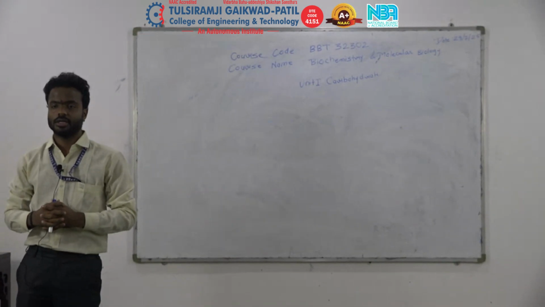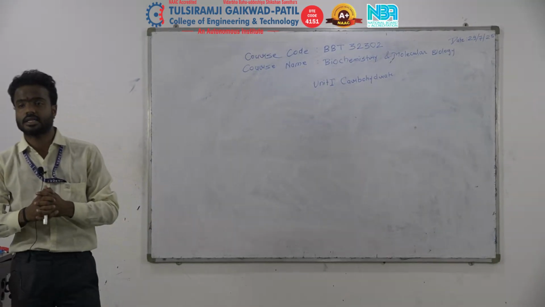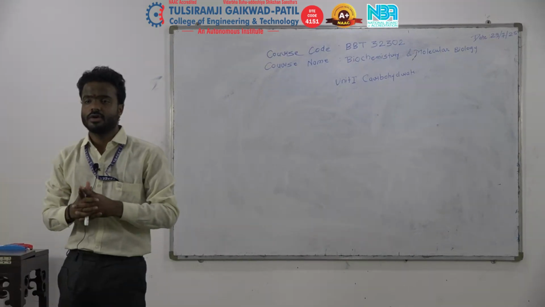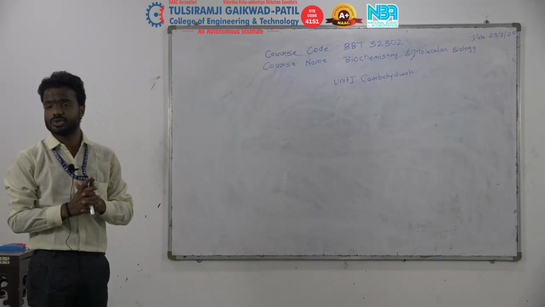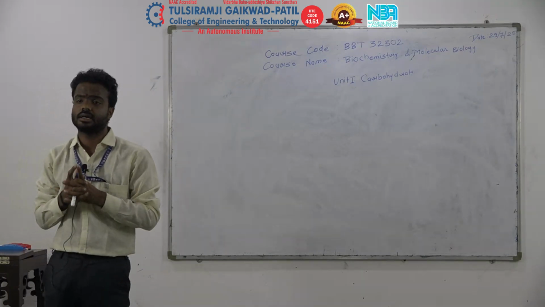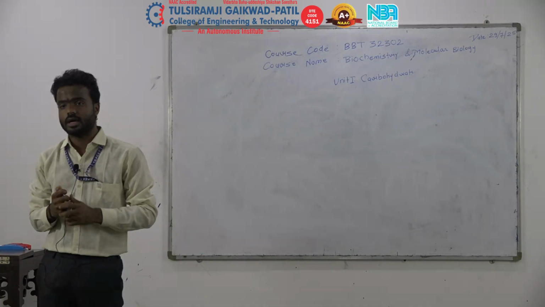So we are going to learn unit 1, carbohydrate. So what are the carbohydrates? Carbohydrates are the major source of energy which we consume from our diet. Carbohydrates are also called simple sugars and saccharides. Saccharide is a word that comes from the Latin word saccharon.